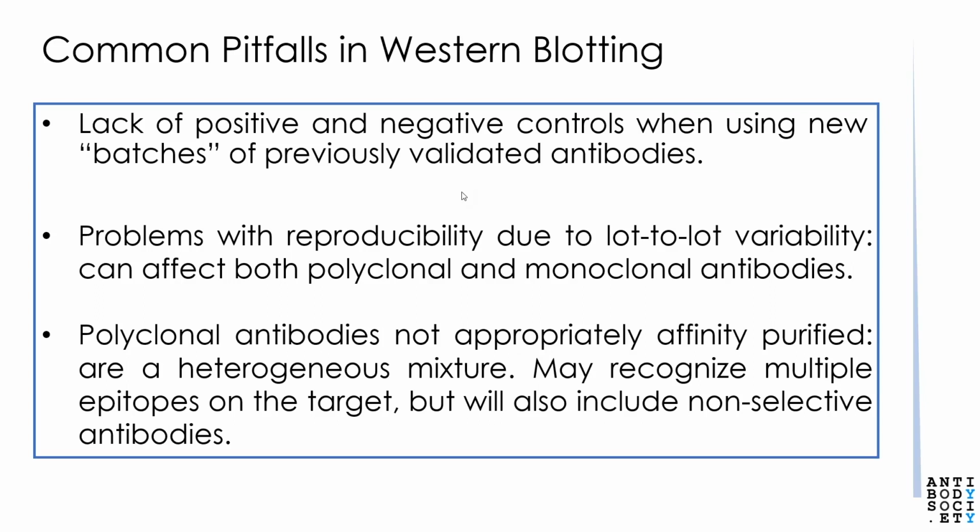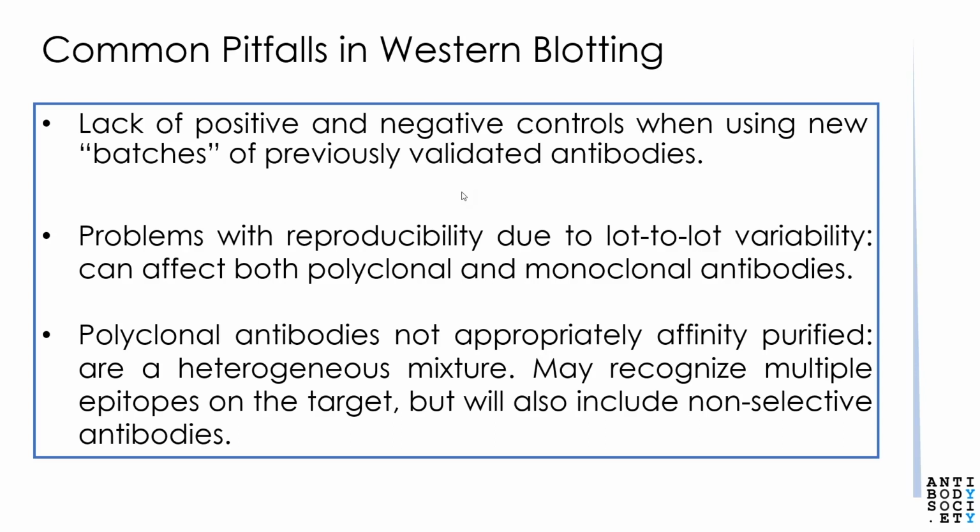There's also a lot of problems with reproducibility due to lot-to-lot variation, especially with antibodies made in rabbits because they're polyclonal antibodies. And these polyclonal antibodies typically are not appropriately affinity purified. Even some affinity purified antibodies, we have found to have multiple antibodies still in there. So typically it's a heterogeneous mixture, and they typically can recognize epitopes on the target, but also recognize non-selective epitopes. So they're able to give us artifacts that we don't want. So again, we have to take that into account and be aware of that.